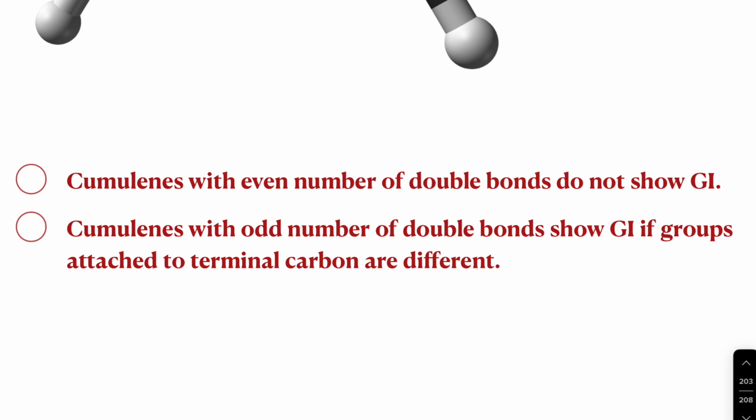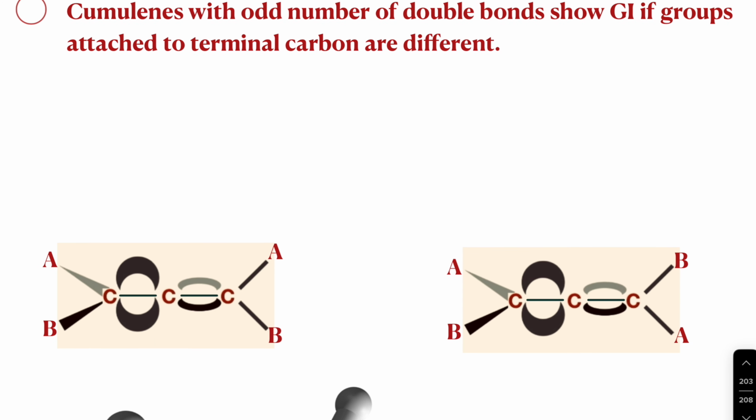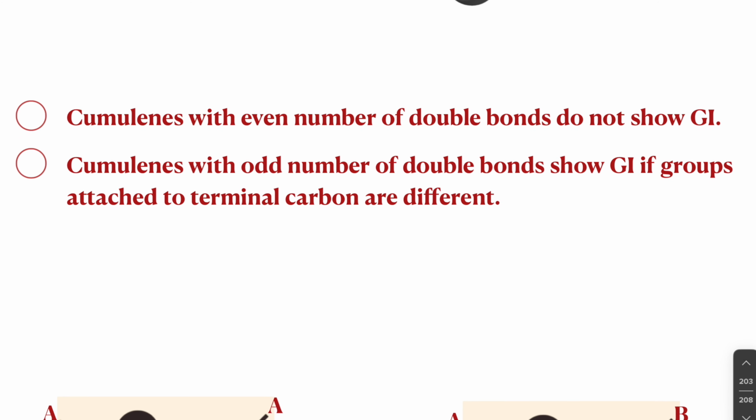Finally, if you see the conclusion, cumulenes with an even number of double bonds do not show geometrical isomerism. Cumulene with an even number of double bonds, you can see once again the same picture I am using. Geometrical isomerism is not possible because the distances are the same. These groups and these groups are not in the same plane. So obviously the distances are the same.